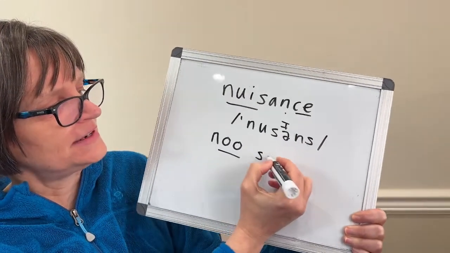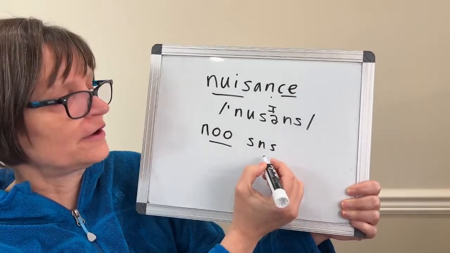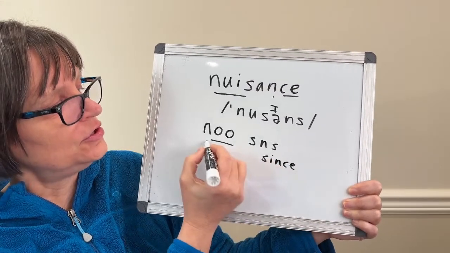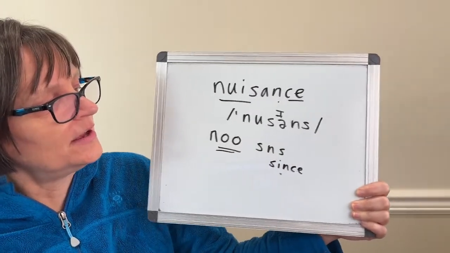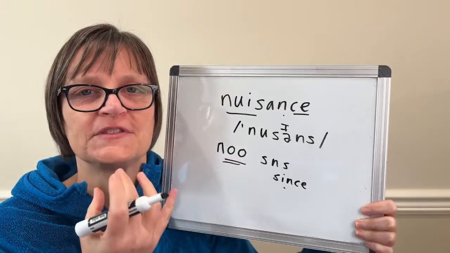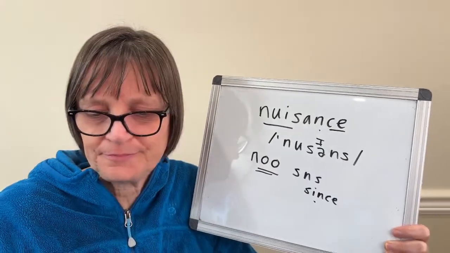So I'm going to write it, nuisance, almost with no vowel there, or you can think about it like since, nuisance, since. So I think you're pretty much using the syllabic N there, going right from the S to the N sound, sin, since, nuisance.